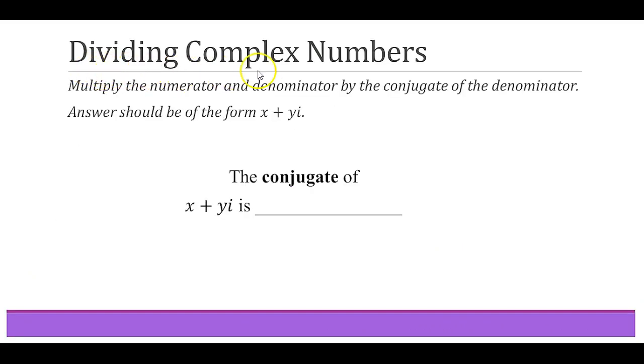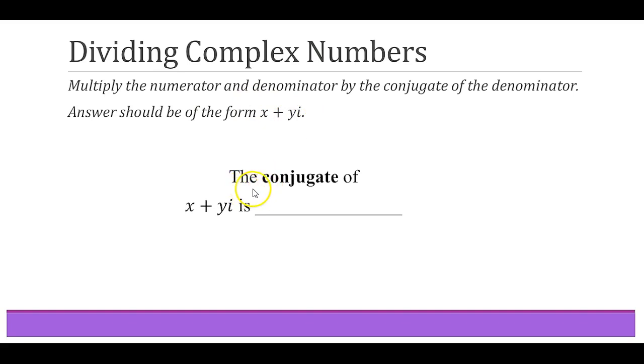Now let's talk about dividing complex numbers. To divide complex numbers, we need to multiply the numerator and denominator by the conjugate of the denominator. And our answer should be of the form x plus yi. So when dividing, we should still end up with a complex number.